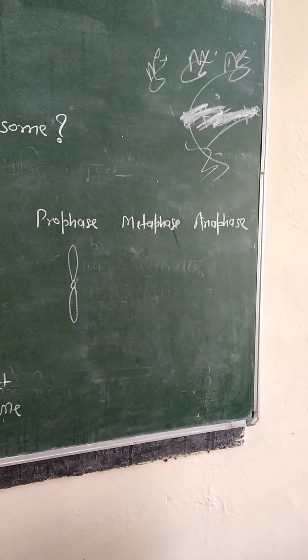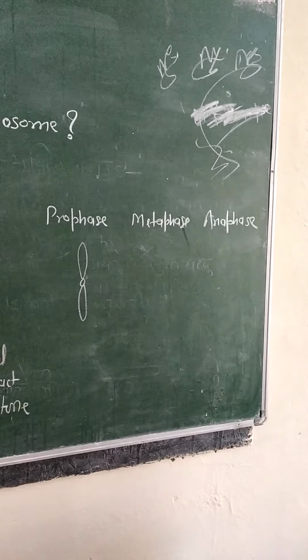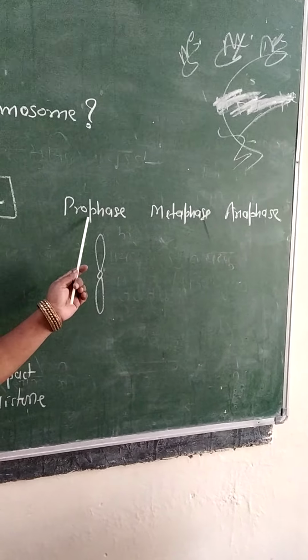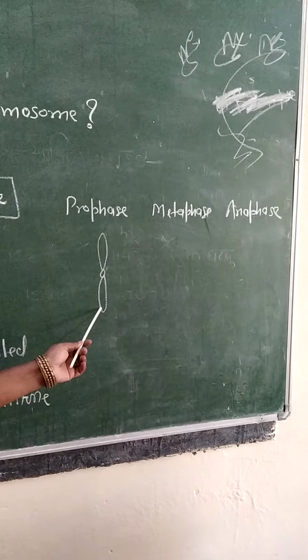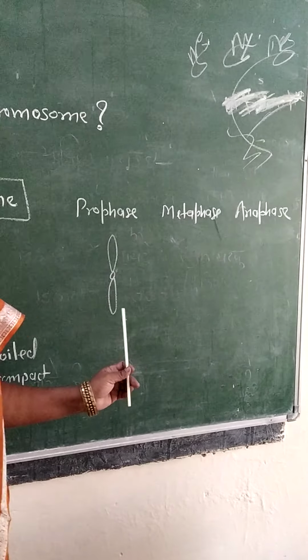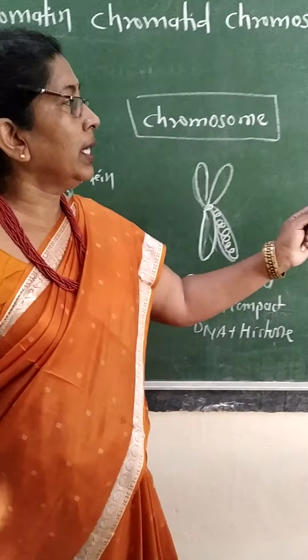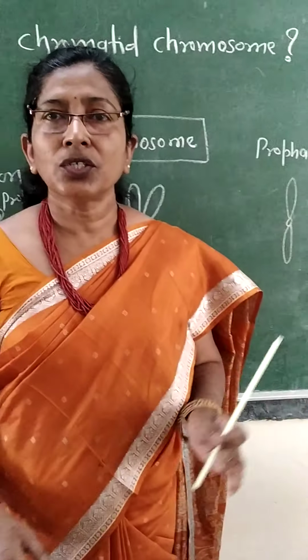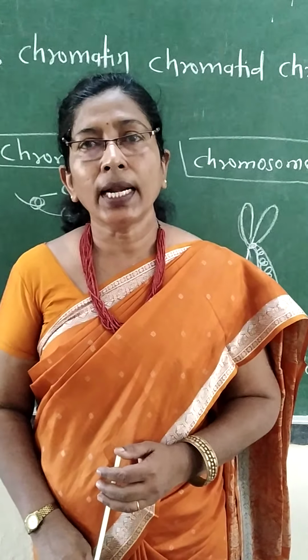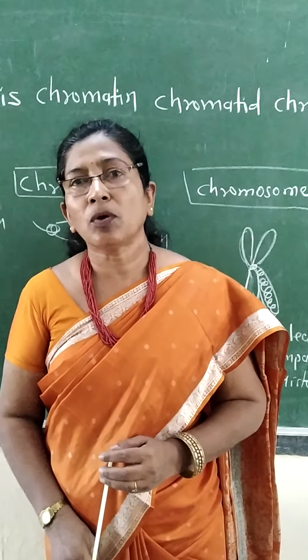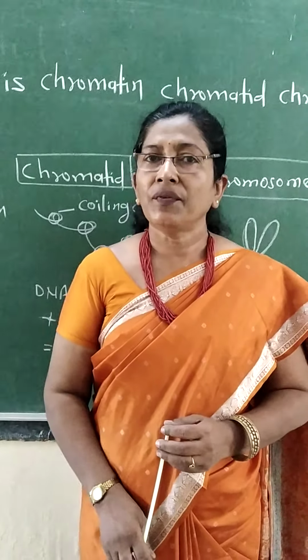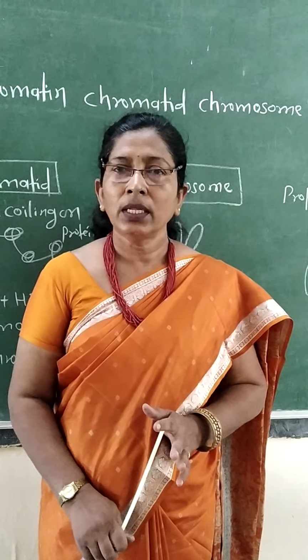Why are these shapes different? Because of coiling and uncoiling. During prophase, the structure of the chromosome is like that, and during metaphase the structure is like that. During telophase and anaphase the structure is also different. Due to coiling and uncoiling there are different shapes of the DNA molecule, and so different names are given: chromatin, chromatid and chromosome.